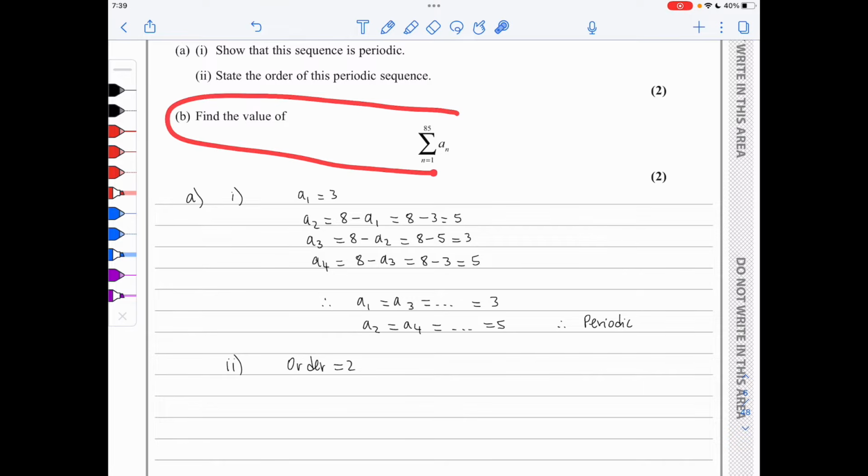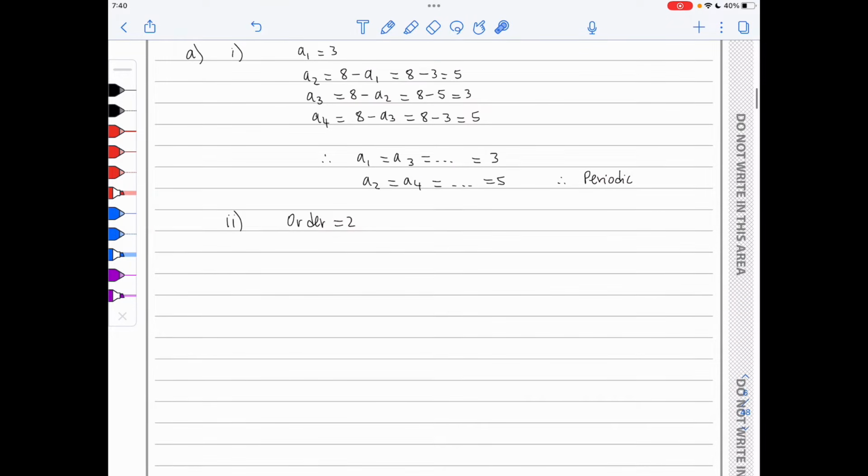In b, we need to find the value of the sum of the first 85 terms. So the sigma notation here refers to summation. So sum of an from n equals 1 up to 85, which means a1 plus a2 plus a3 plus a4 plus ... plus a83, a84, and a85.